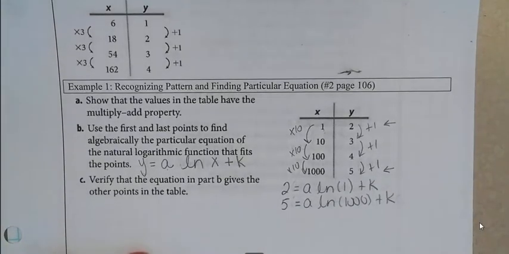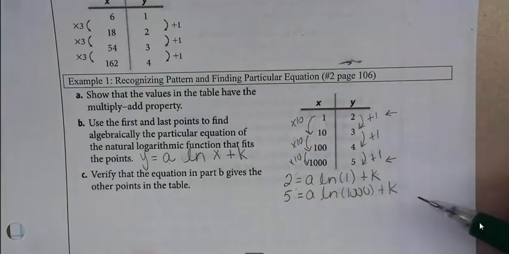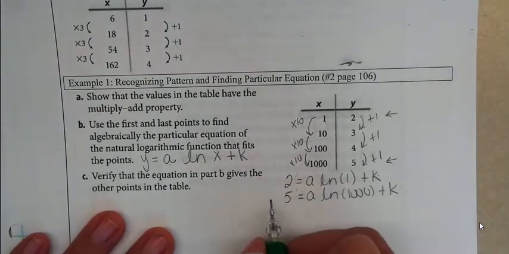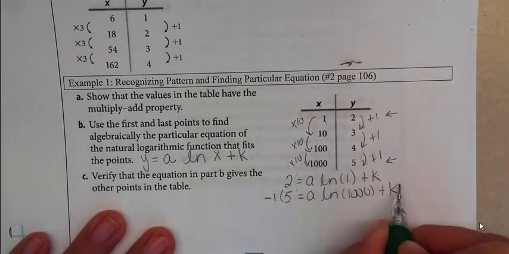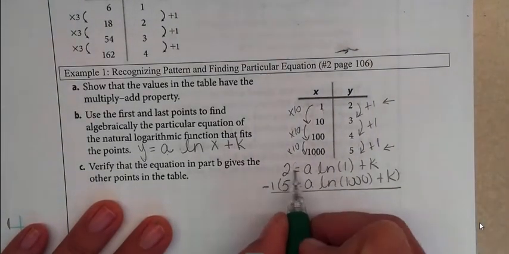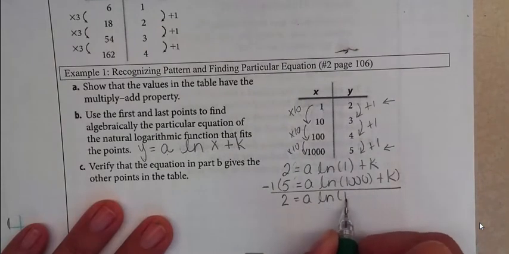And probably the best way to do the substitution, what I'm seeing is the easiest, is that the k's, if I, for example, negated this entire second equation, the k's would cancel out. So that's what I'll do. I'll multiply this whole equation by negative 1. So let's see, rewriting this, I'm going to have 2 equals a ln of 1 plus k.